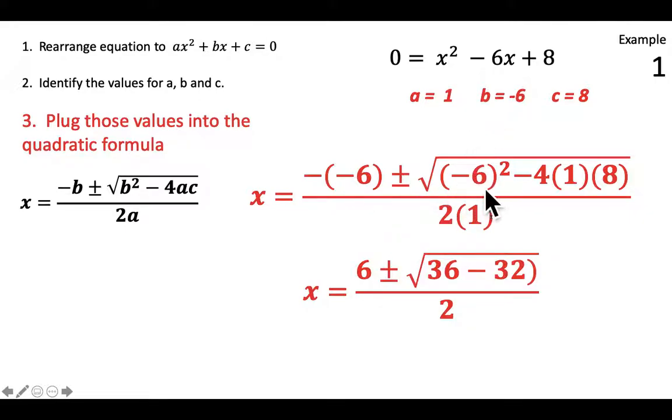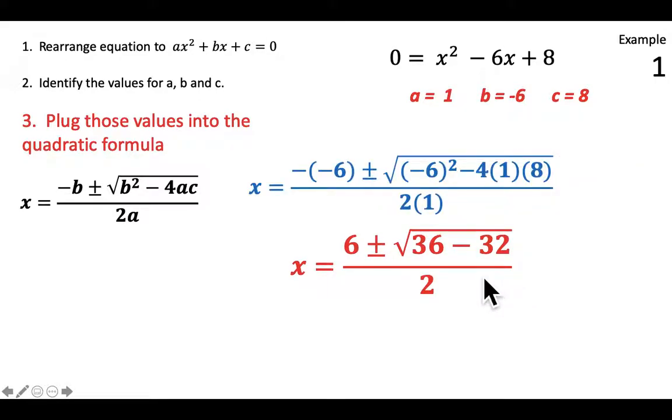The b squared term comes up again, first in the radical. Then we subtract 4 times the value for a times c, which was 8. Then when we do that math, negative 6 squared is 36. 4 times 1 times 8 will give us 32, so it's minus 32. This parentheses should be removed. I apologize for that. Then on the next slide, we've got that stated in a cleaner fashion.